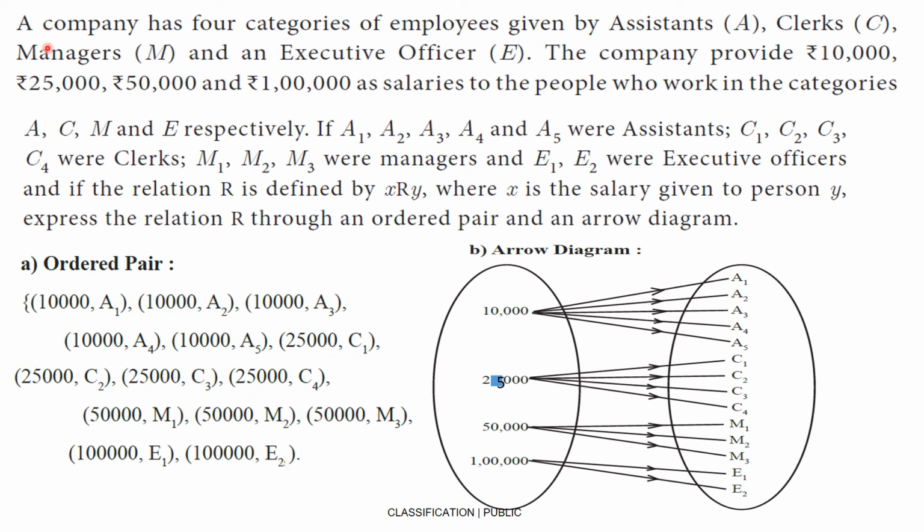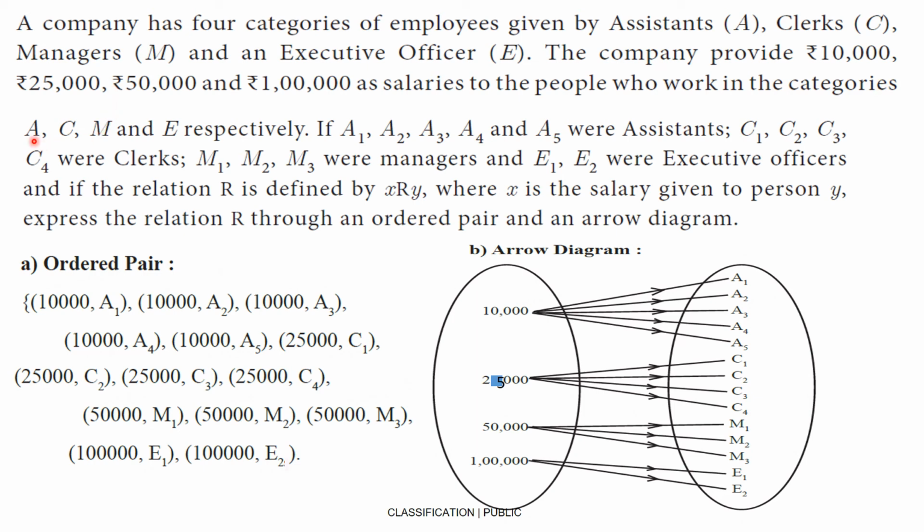Next, statement sum. A company has 4 categories of employees given by assistants A, clerks C, managers M and executive officer E. The company also provides rupees 10,000, 25,000, 50,000 and 1 lakh as salaries to the people who work in the categories.